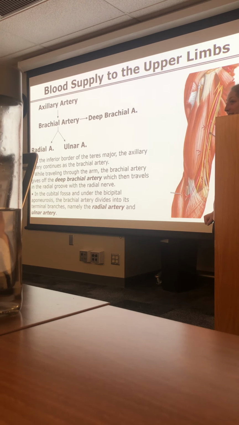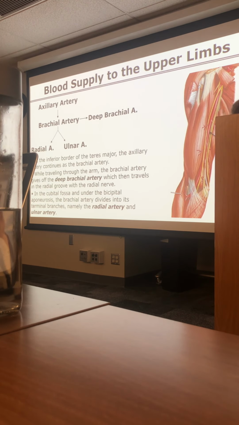You guys knew that though, if I would have tested you on it. Where does the radial nerve travel? In the radial groove. So it's running with this deep brachial artery. The brachial artery will then continue, and in the cubital fossa, it'll split into a radial artery, radius, and an ulnar artery on the ulnar side. Okay.